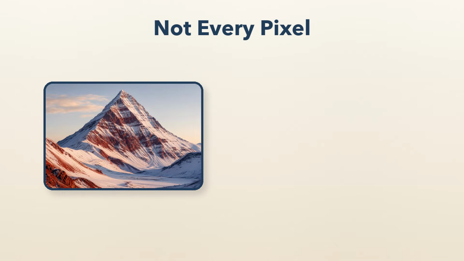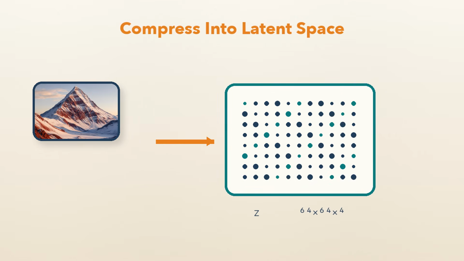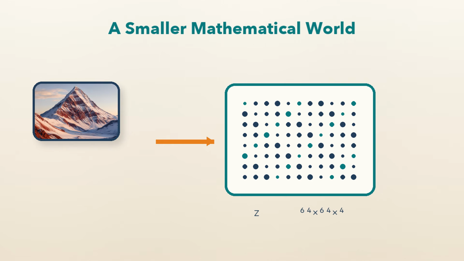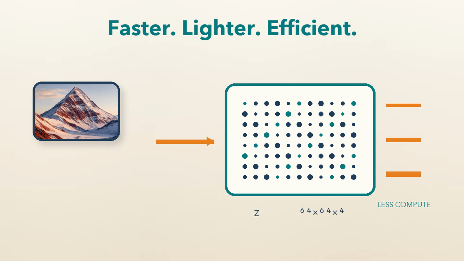The model does not normally work directly with every pixel. Many systems first compress an image into a latent space. In this smaller mathematical space, similar visual patterns can be represented more efficiently. Diffusion happens inside this latent representation, which makes image generation faster and requires less computational power.